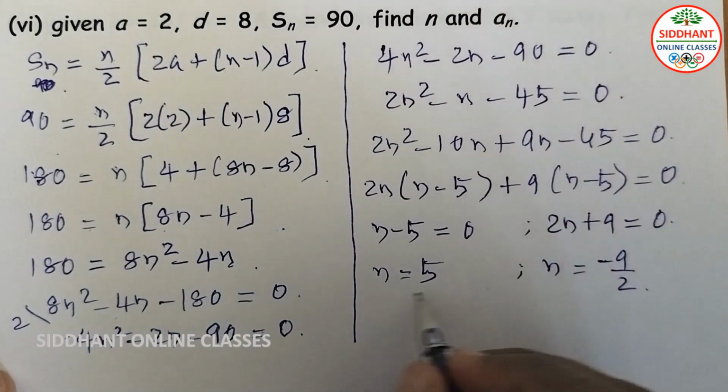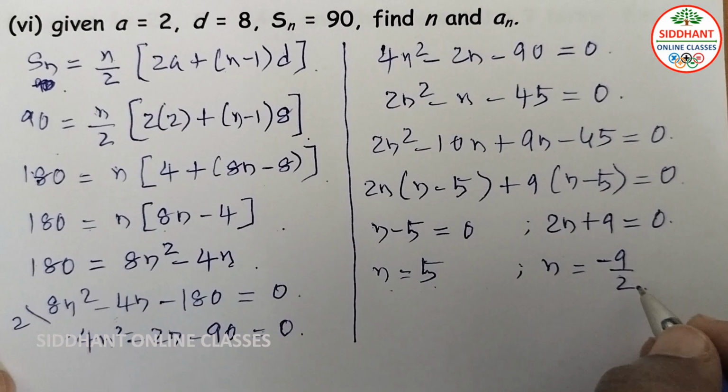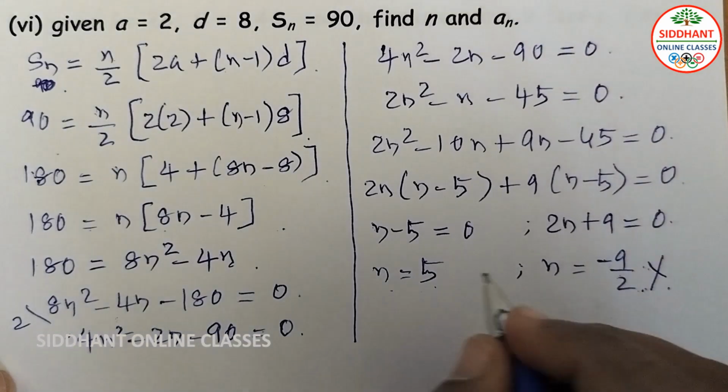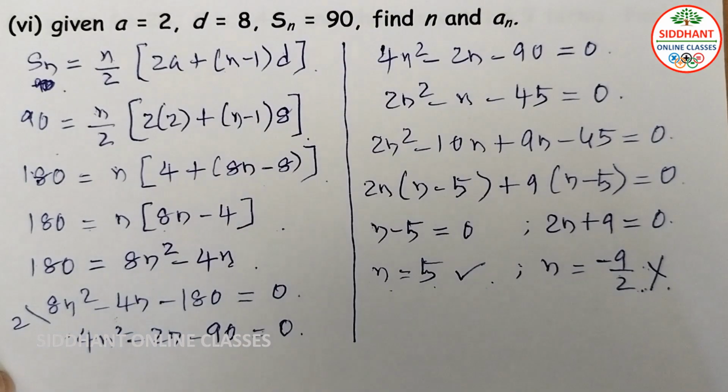So we got two values, which are 5 and minus 9 by 2. So n can't be a fraction here, so we are going to omit this, and n which is a natural number we are going to take.